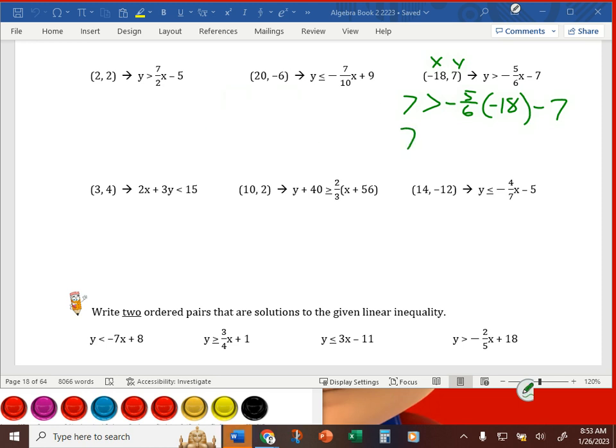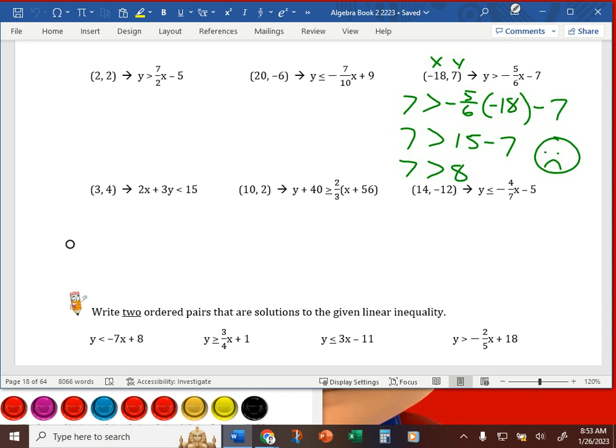all work just fine, but now we have 7 is greater than positive 15 minus 7. 15 minus 7 is 8. Is 7 greater than 8? No, it is not. Therefore, this one gets a sad face. It does not work. Oh, wait. I think it's this one. Doesn't work. Sad face. Sad face. Okay? So that's what you're doing for the top section there.